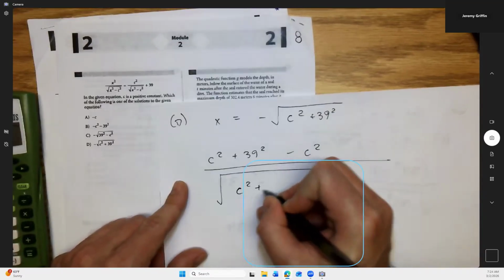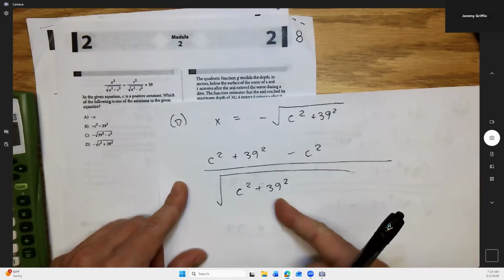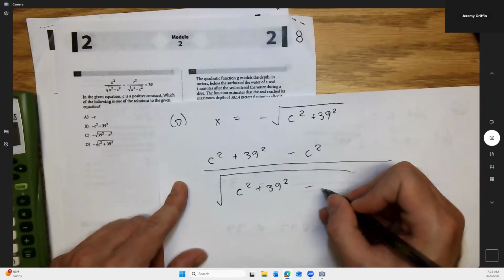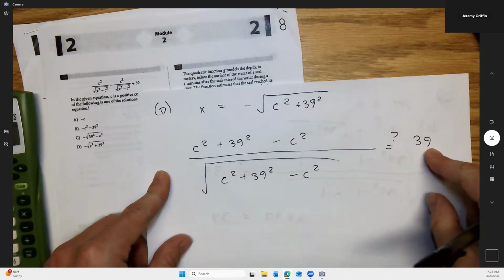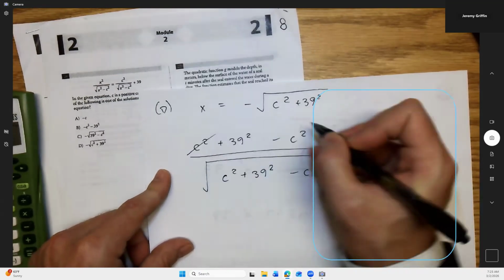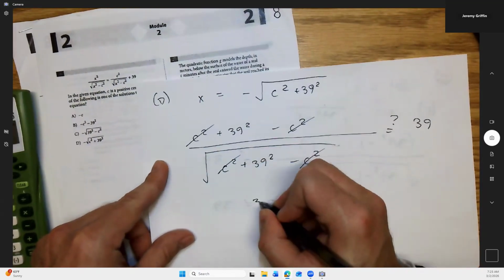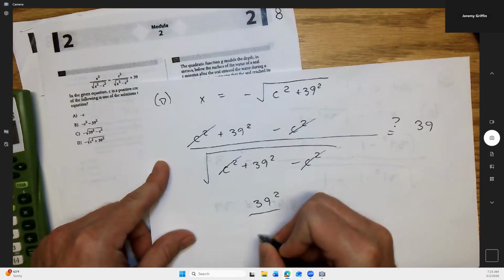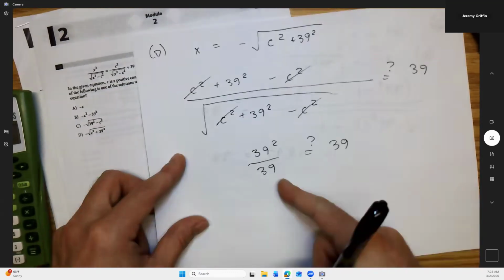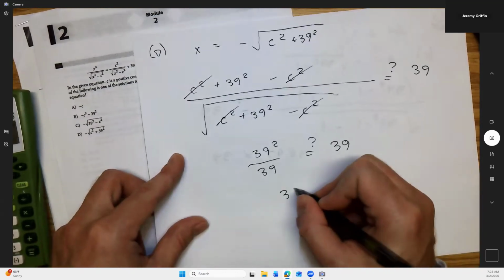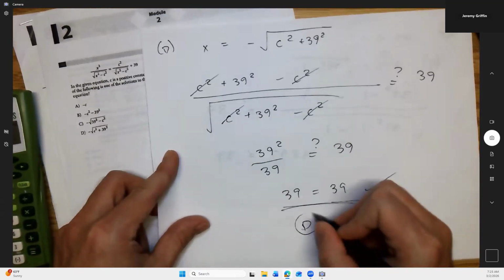So x squared. Okay, x squared would be like that. And then minus c squared. Okay. Is this all equal to 39? Right, so if this works, this would be the answer. Okay. Well, this cancels, this cancels. Okay. And then I have 39 squared over the square root of 39 squared, which is 39. Is this equal to 39? Okay. And yeah, 39 equals 39. Check. Okay. So that's got to be the answer. It's D. The answer is D.